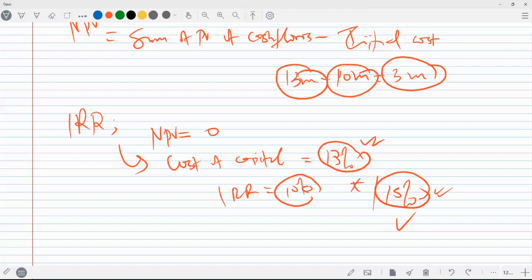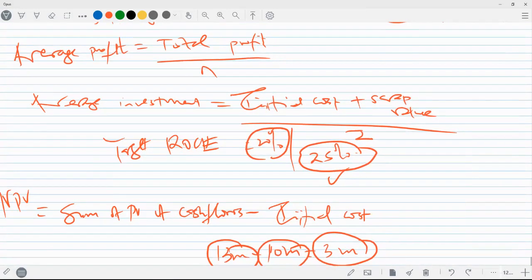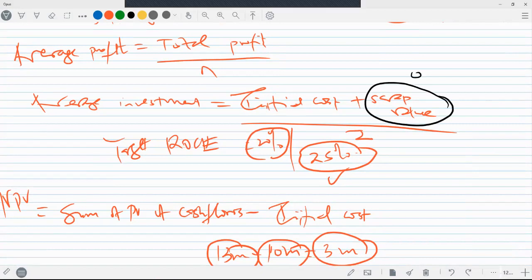On the ARR, the average investment. When calculating average investment, let's say we don't have the salvage value, we only have initial capital, let's say 1 million. We still get the 1 million divided by 2. Yes, in case they don't have a disposal value, then we assume that it's 0. Therefore, it's simply 1 million divided by 2. Okay, thank you. Yes, in case the examiner doesn't mention the scrap value, we assume it's 0. So simply it's 1 million, we divide by 2.